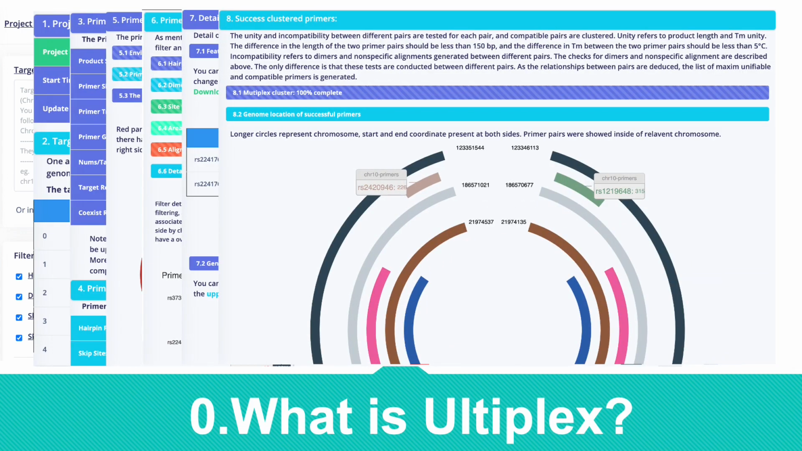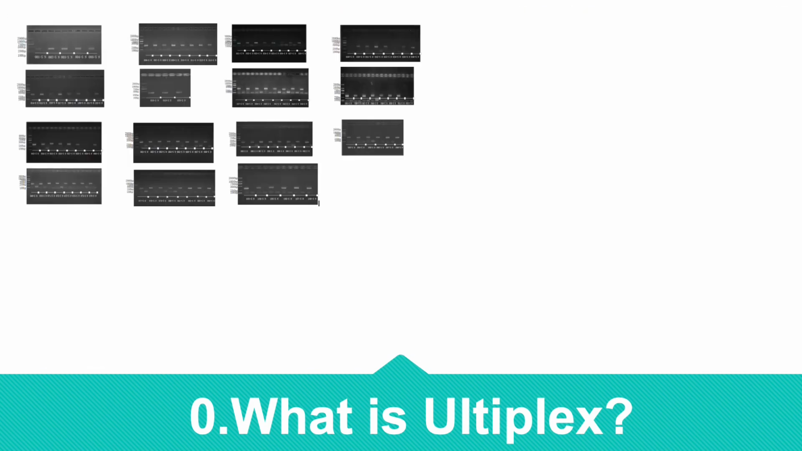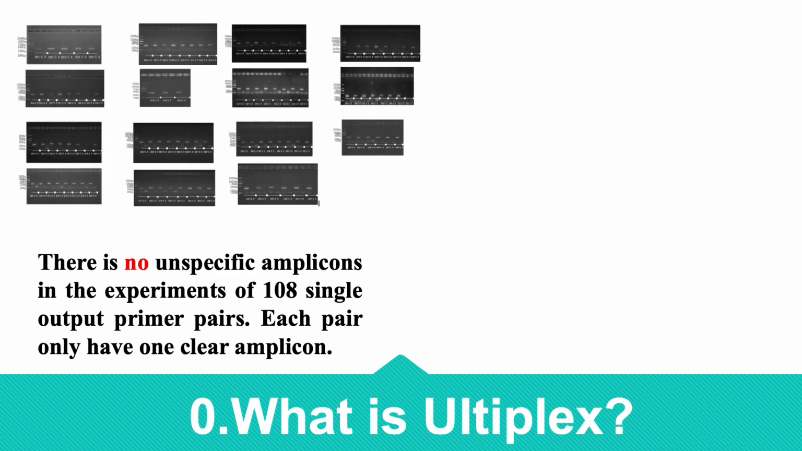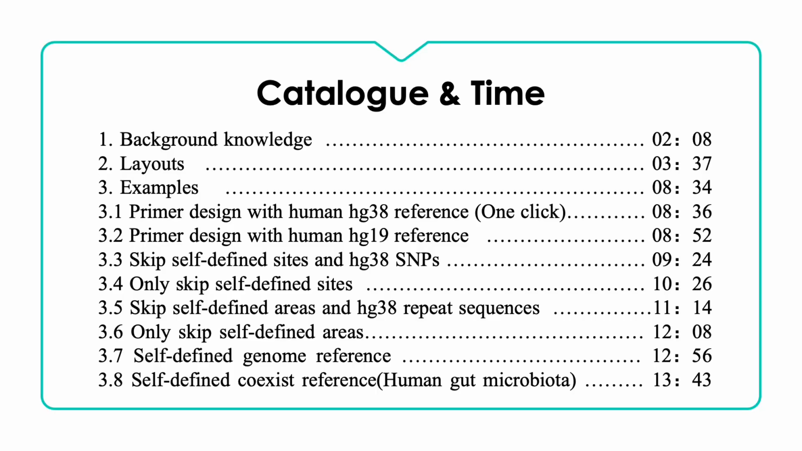You can adjust your input parameters to improve your design results. Generated primers have good quality. There are no nonspecific amplicons in the experiments of 108 single-output primer pairs. Each pair has only one clear amplicon. After 2 rounds of PCR, products are in the adequate range for NGS and can be sequenced directly.